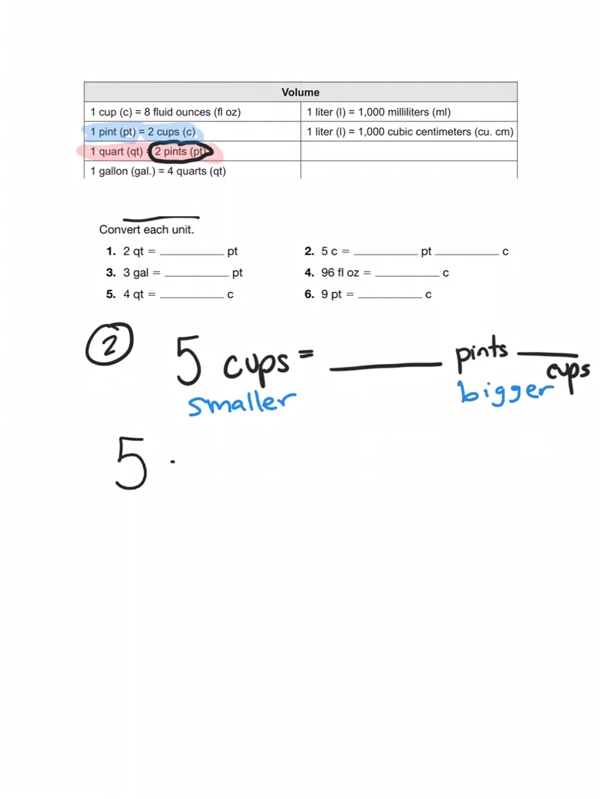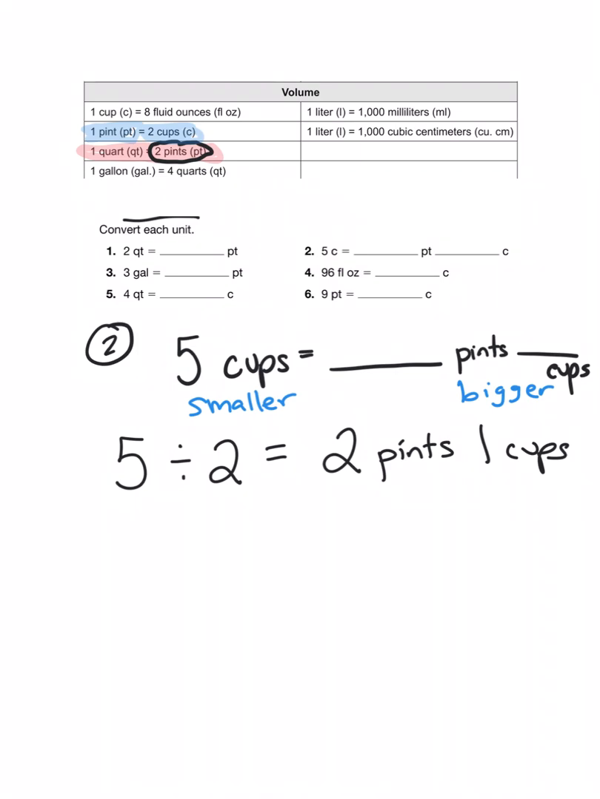I'm going to take my 5 cups and divide it by 2 cups in each pint. And of course I'm sure you guys know that 5 divided by 2 is not going to divide evenly. Now, I've been doing this long enough that I know that 5 divided by 2 is going to give me 2 pints and 1 cup left over, and I'm going to show you how I know that using a visual model.